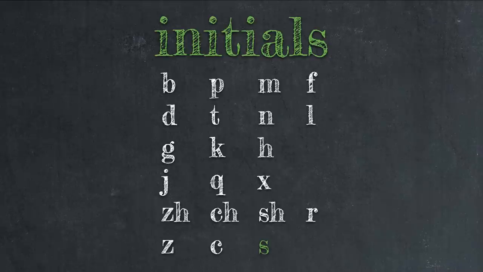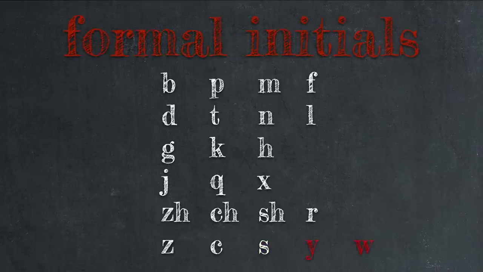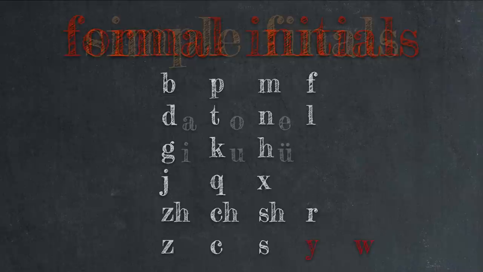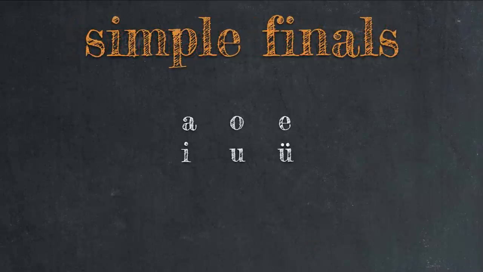Then there are also two pseudo-initials called former initials represented by the letters Y and W, and they sound like E and U. And following the initials, we have finals, and there are a couple different types of finals as well. First, we have the simple finals, which are one letter long, and they contain the same vowels as the English language with the addition of the umlaut U, and they sound like this.